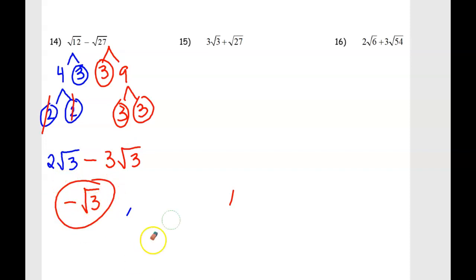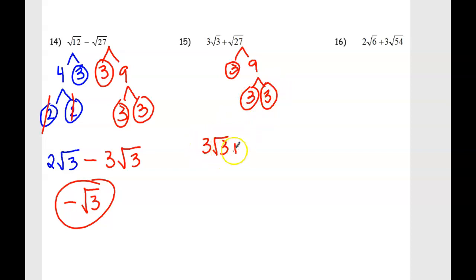Okay. All right, so again, you might want to pause the video and try some on your own. 15, 3 radical 3 is already in simplest radical form. 27, let's do 3 times 9, and 3 times 3. So we've got 3 radical 3 plus a pair of 3's, radical 3. Okay, add the coefficients and we get 6 radical 3 is our answer.